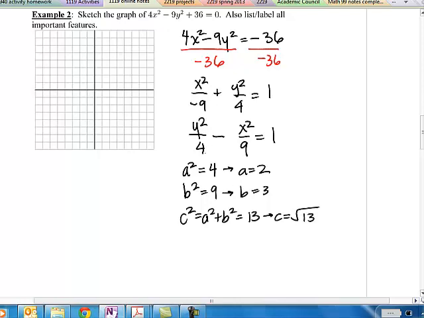Because the y squared has the positive coefficient, everything's going to open vertically. So I can use a, 2 up and down on the y-axis for the vertices. So it'll be 0, positive or negative 2. And then the foci I can also find using c. They'll be on the y-axis just like the vertices are. 0, positive or negative square root of 13. Square root of 13 is somewhere between 3 and 4.